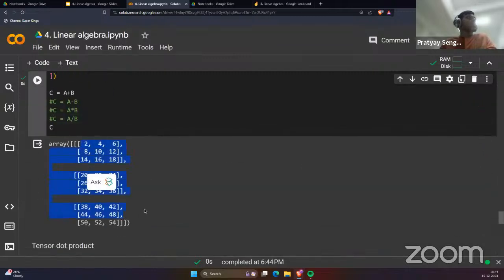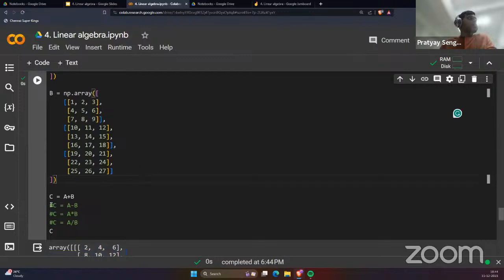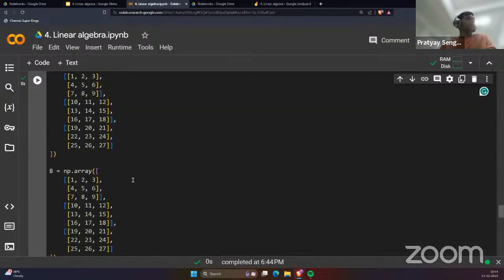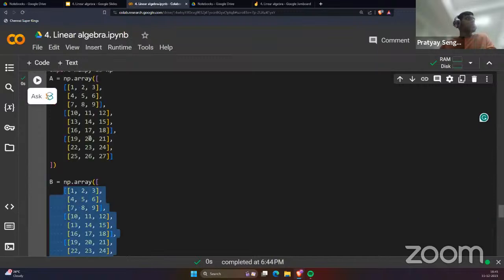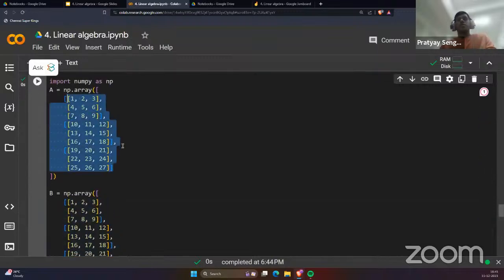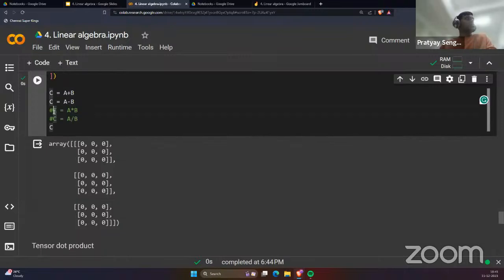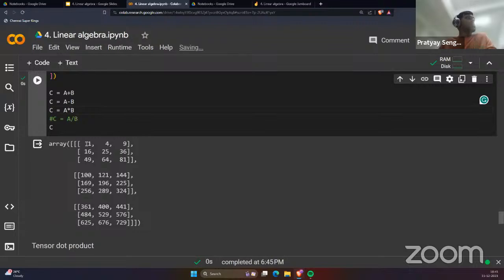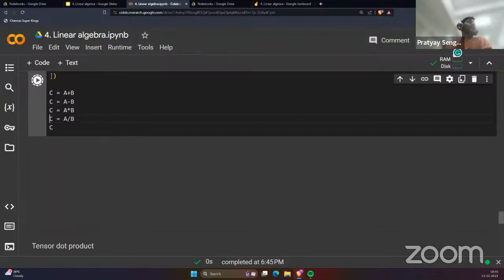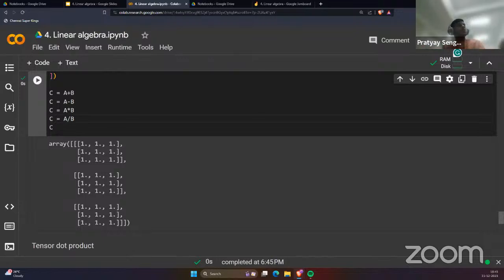So for the matrices, it's simple addition. And then subtraction you can do the same way. Because both are the same, this gives 0. And then multiplication, interesting. It's just multiplication of each element. It's not tensor multiplication, it's scalar multiplication of tensors. And then division gives 1. So these are scalar operations that we have performed on the tensor.